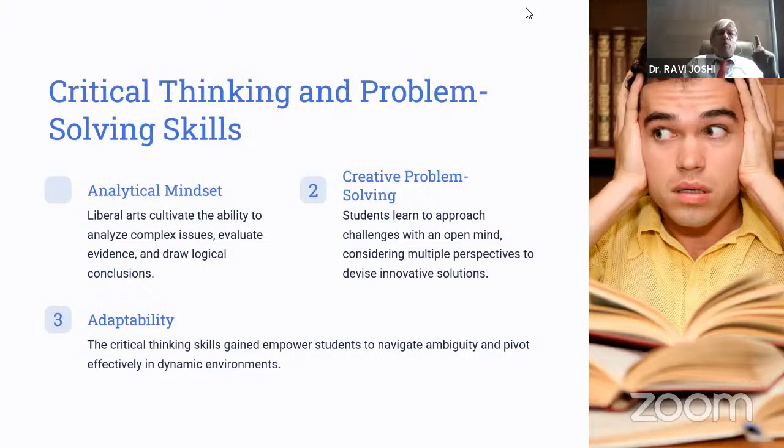And that's why my proposal through this presentation to all professors is that in liberal arts, we need to develop the analytical mindset of the students. Then students need to learn an approach of meeting challenges with an open mind, considering multiple perspectives to devise innovative solutions. They must think about that. Creative problem solving skills are required.